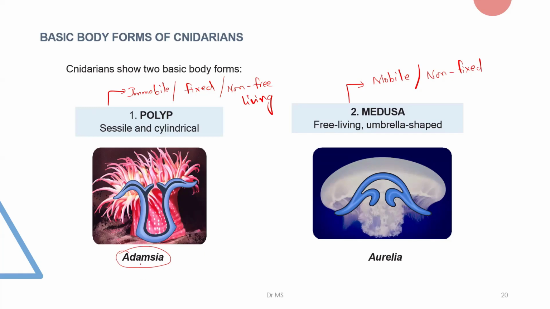Sometimes they can say the polyp form, or they can also give an example like Adamsia. They will say whether it's sessile or free living. They will ask questions like that. Okay. It's sessile. Okay.